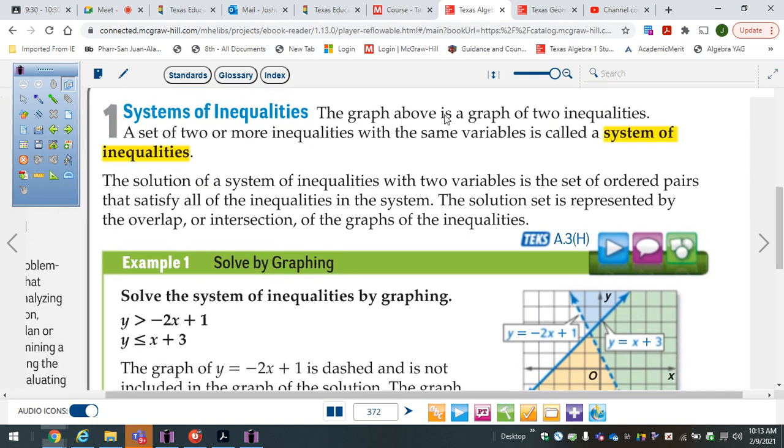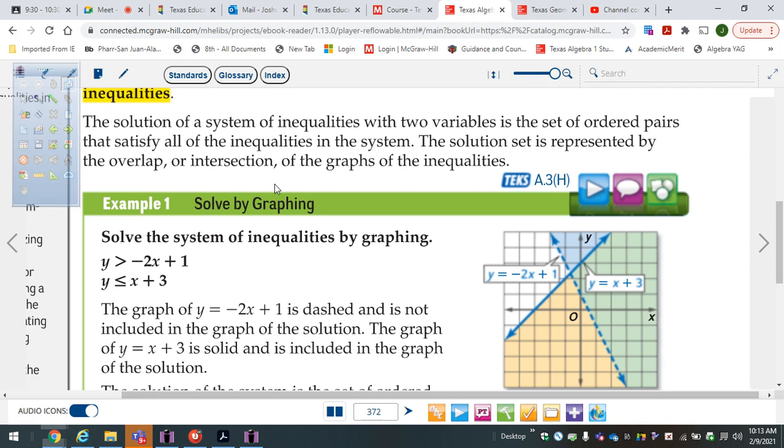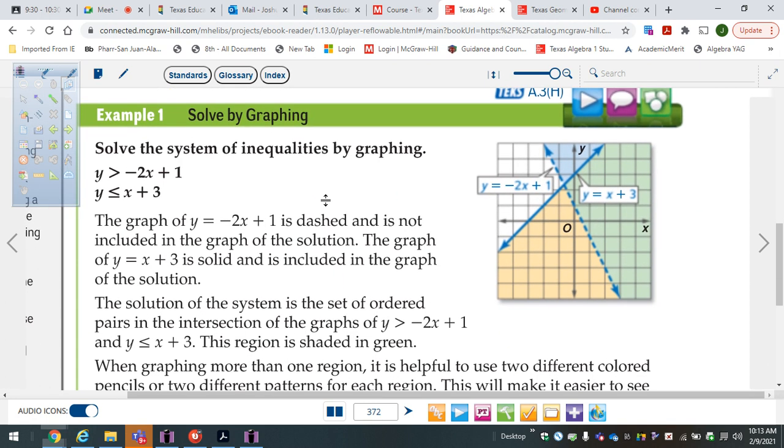So the graph above is a graph of two inequalities. A set of two or more inequalities with the same variable is called a system of inequalities. So when you have two inequalities like this, it's a system. You got it? System. The solution of a system of inequalities with two variables is a set of ordered pairs that satisfies all the inequalities in the system. The solution set is represented by the overlap or intersection of the graphs of the inequalities.